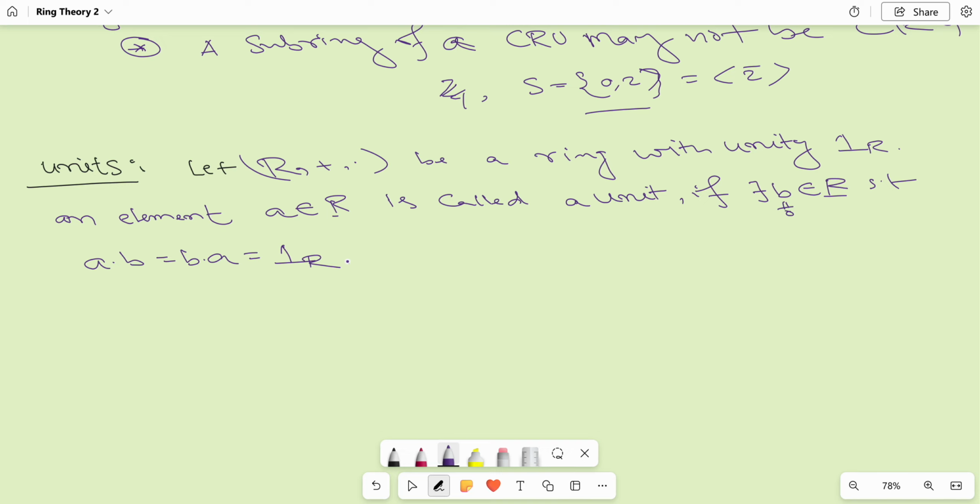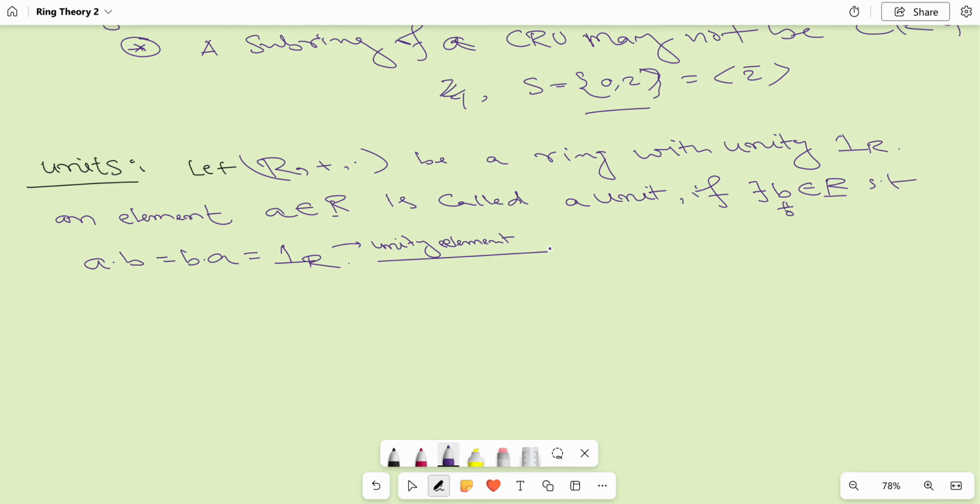So for an element a in R, you must have an element b inside R such that a dot b equals b dot a equals 1R. What is 1R? 1R is the unity element. That means this is the multiplicative identity with respect to the second operation, right?